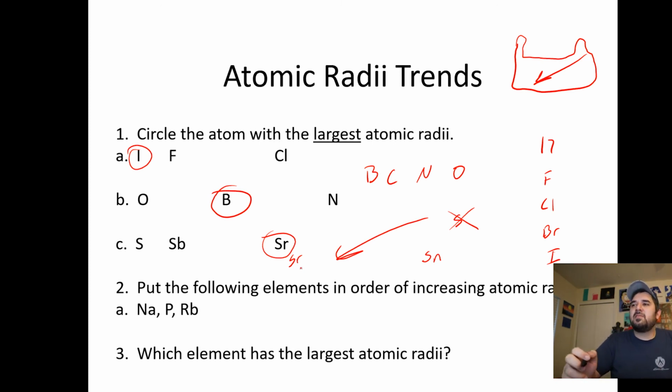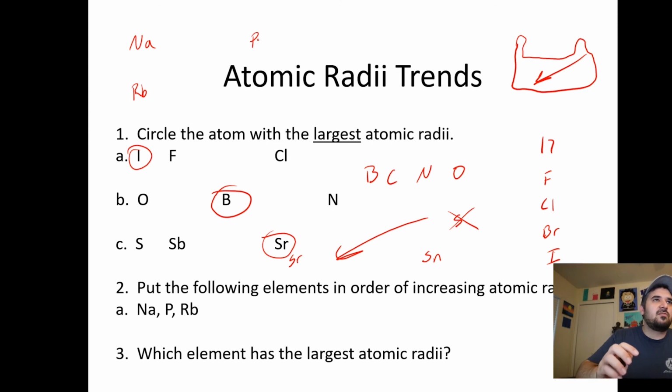All right, number 2 says put the following in order. You're gonna see a lot of questions like this as we move forward with atomic radius. So put the following in order. So we have sodium, phosphorus, and rubidium. All right, so if we were looking at the periodic table, sodium would be up here, rubidium would be here. They're in the same column, just 2 away from each other. And the last one we have is phosphorus, which is over here.